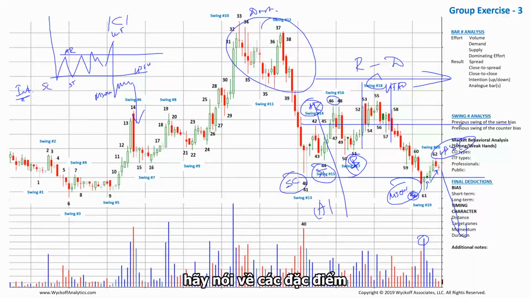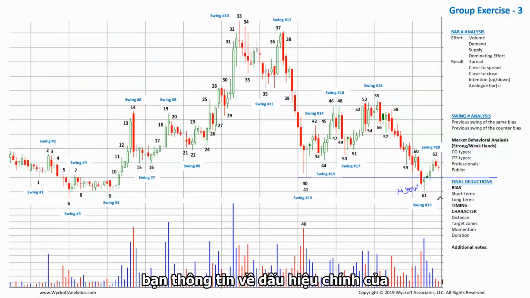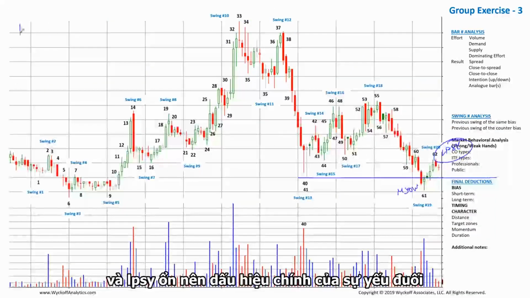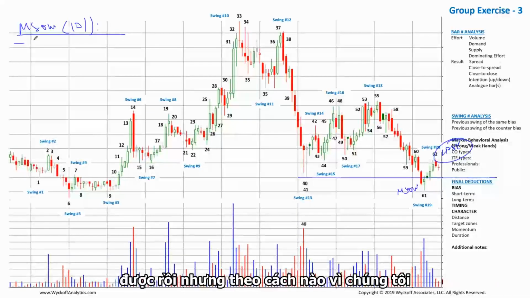Now, let's talk about characteristics. I want to extract from you the information on the major sign of weakness and LPSY. Major sign of weakness, obviously in phase D, is going to have what type of characteristics? It's going to have broken the support. But in which way? Because we could break support with the spring as well.